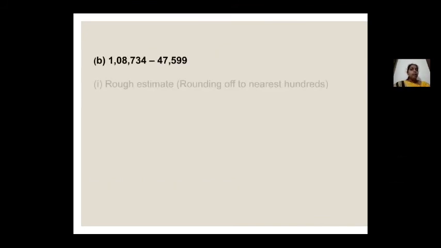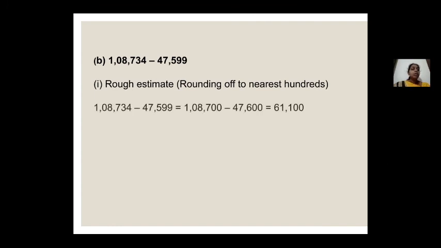Like that only another number, 1 lakh 8,734 minus 47,599. See, rounding to nearest 100. Nearest 100 means you have to check the tens place. Here in 8,734, the tens place is 3. So 3 is less than 5. So 7 remains. That 100s place 7 remains the same. So here 1,08,700. Here also 47,599. Here the ones place is 9. 9 means you have to add plus 1 for that. So 47,600. If you subtract, 61,100.